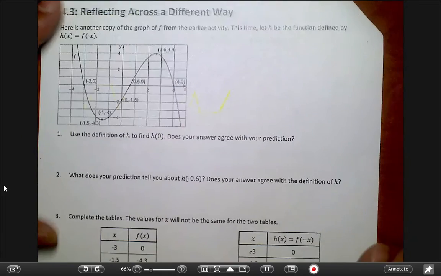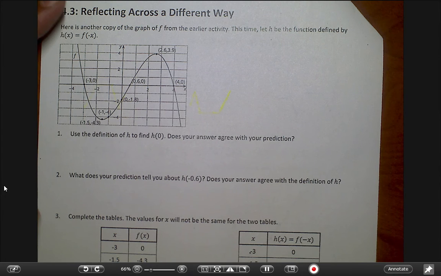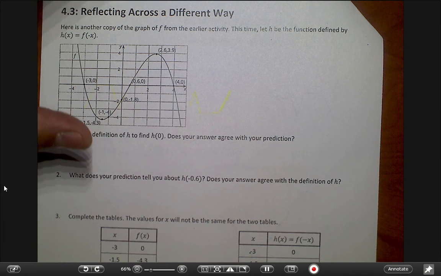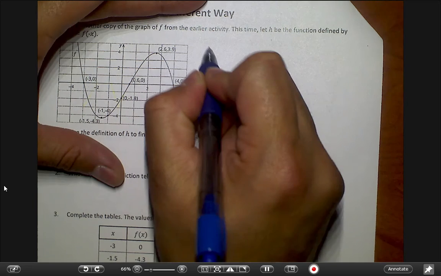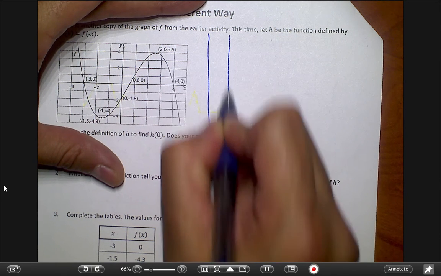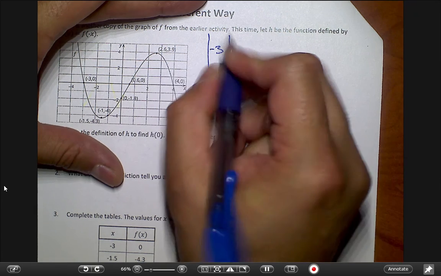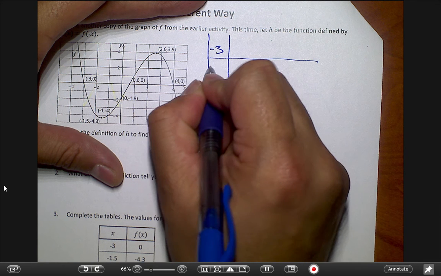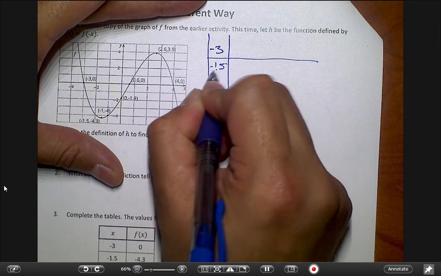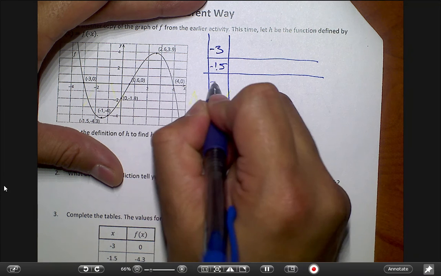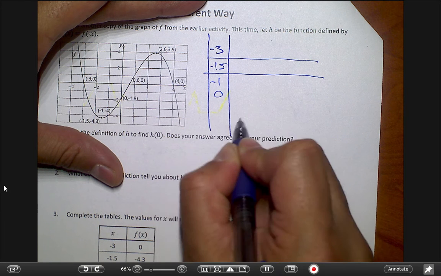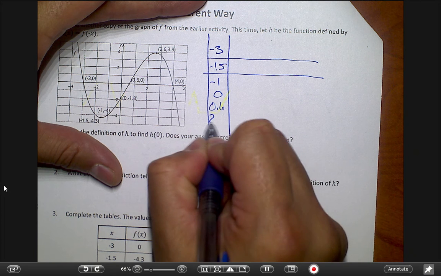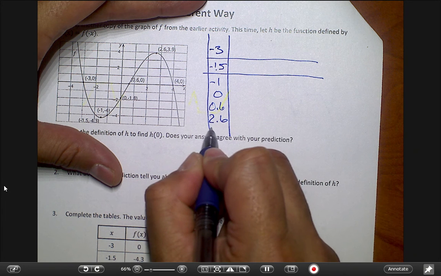Now this one doesn't have a table yet, so we're going to build our own table. I'm going to start off with what I had originally, which was negative 3, negative 1.5, negative 1, 0.6, 2.6, and my last one is 4.